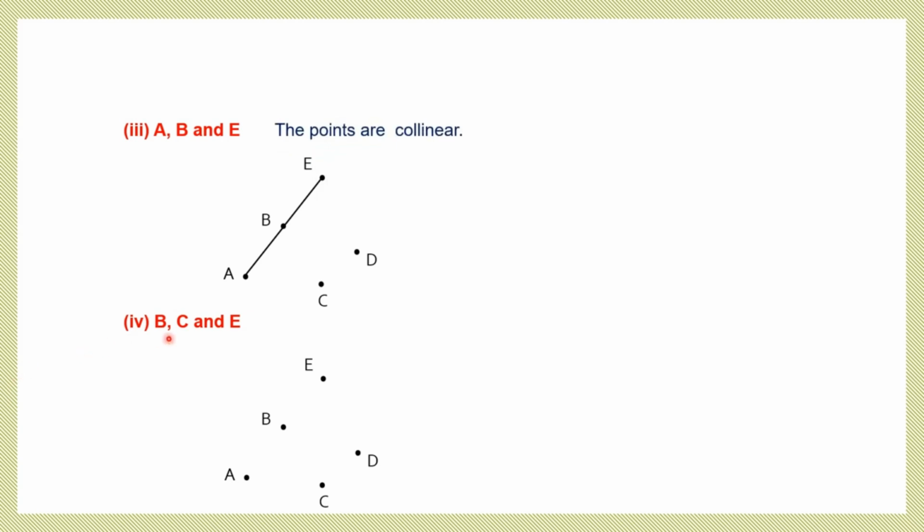Question 4. Now B, C and E, are they collinear? So first, place your ruler at B and draw a line up to C. So B to C. Now from C to E. C to E is drawn. Can you see they are not on the same straight line? So such points are called non-collinear points. So B, C and E are non-collinear. The points are not collinear points.